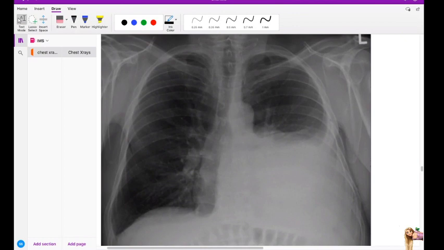Oh wait, actually we didn't discuss. Otherwise we leave it. Okay. Well, how do you treat pneumothorax? Yeah, how do you treat pneumothorax? How do you treat tension pneumothorax?